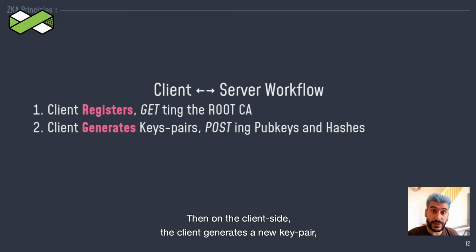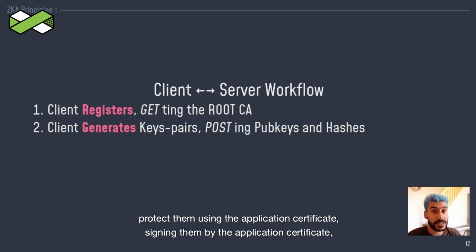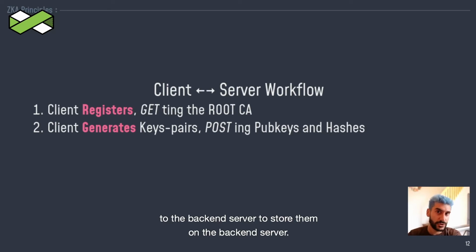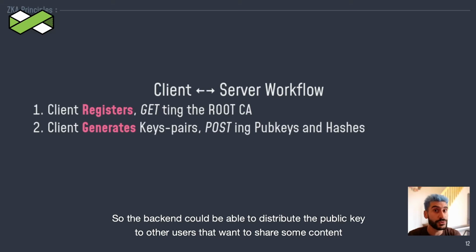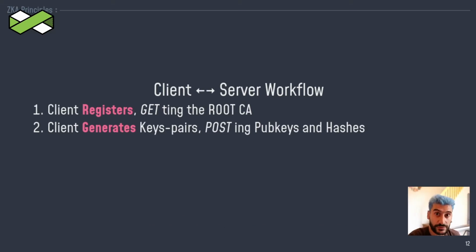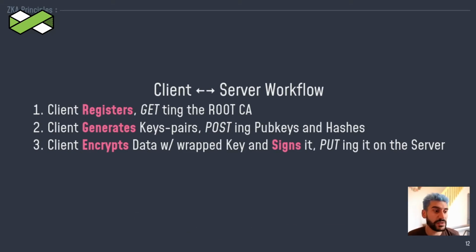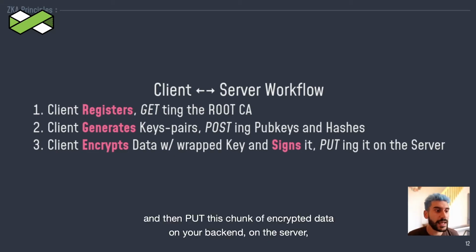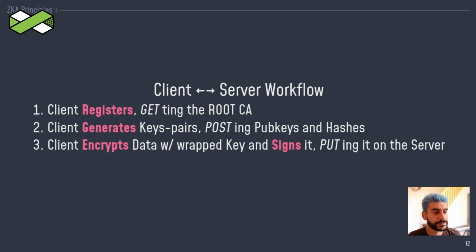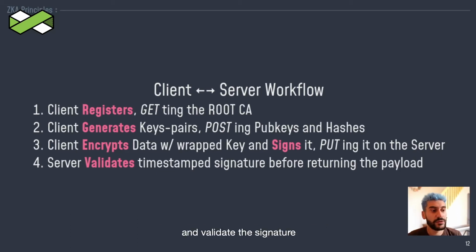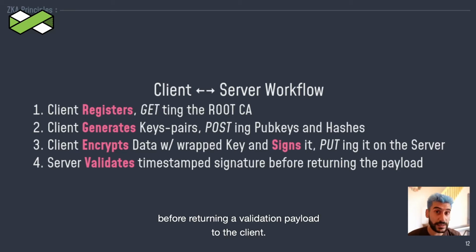Then on the client side, the client generates a new key pair, protects them using the application certificate, signing them by the application certificate, and will post the public key and some kind of hashes, like the private key hashes, to the backend server to store them, so the backend could distribute the public key to other users that want to share some content with this new user. Okay? Then your client will encrypt some data using a wrapped key, like we said before, and will sign it using its private key, and then put this chunk of encrypted data on the server. Then the server will validate the timestamp inside the payload, and will validate the signature before returning a validated payload to the client.